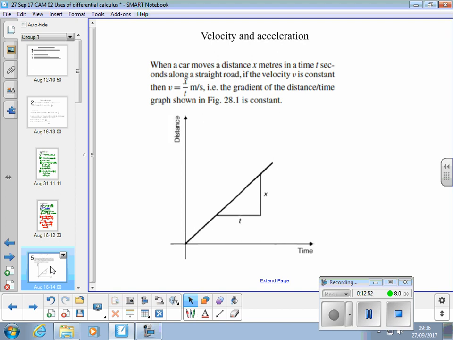So if we have a car, for instance, that moves a distance x meters in time t seconds along a straight road, if the velocity v is constant, then v is equal to the displacement divided by time in meters per second, i.e. it's the gradient of the distance time graph. And the gradient, we all know that for a straight line, y is equal to mx plus c, c being the intercept, m being the gradient of that graph. And so if we differentiate, velocity is the rate of change of position of an object with respect to time. In this case, dx by dt.